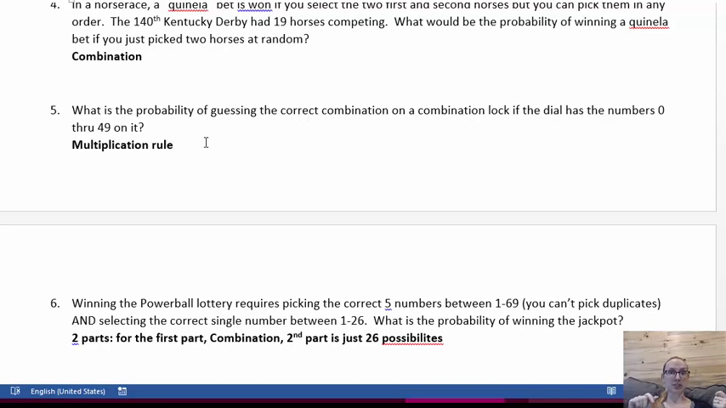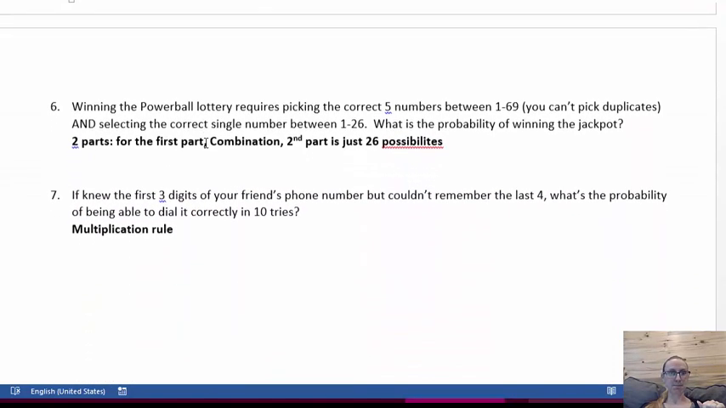The order of your combination definitely does matter, so we wouldn't actually want combination, even though it's called a combination lock. The order is important. So multiplication rule or potentially permutation if repeat numbers are not allowed.